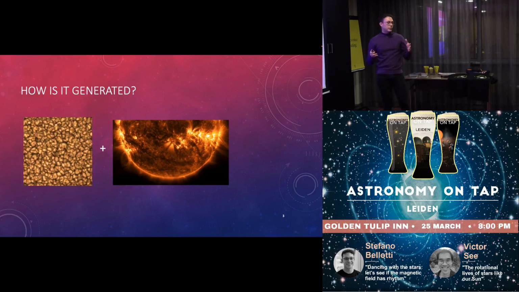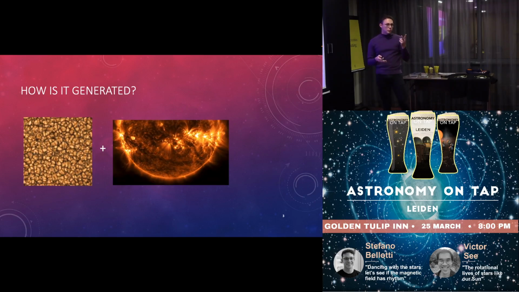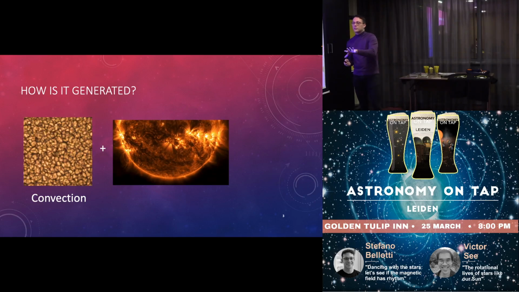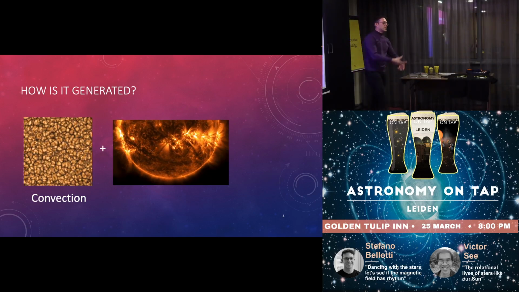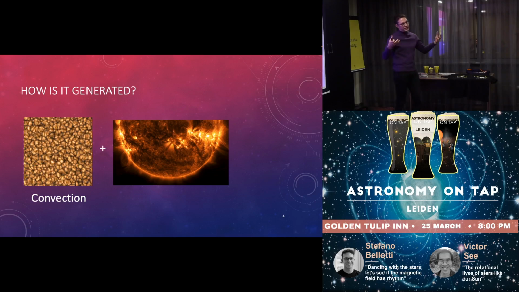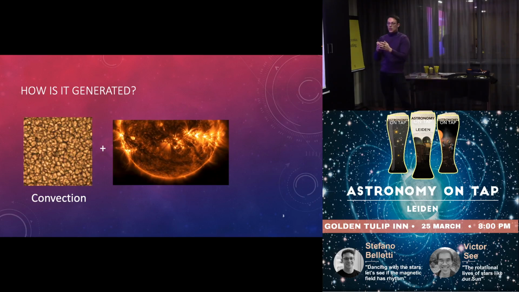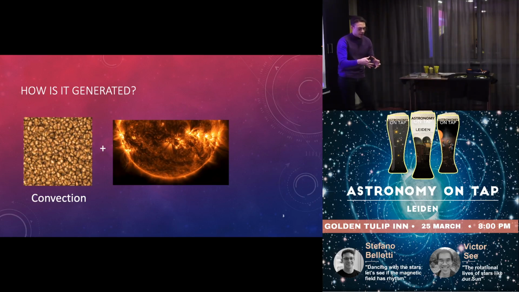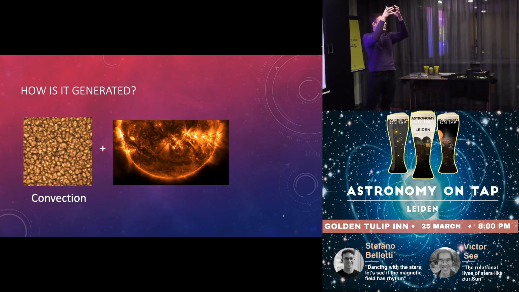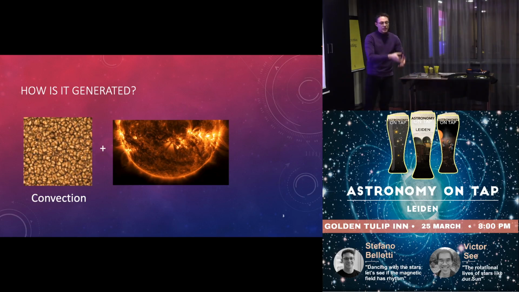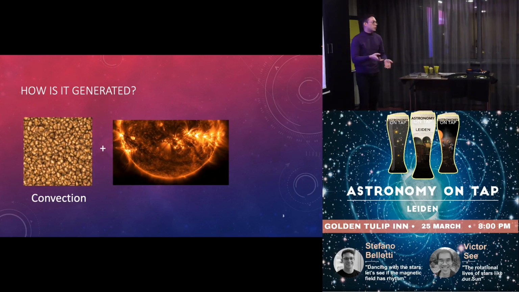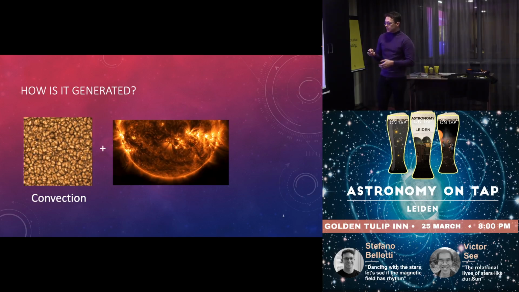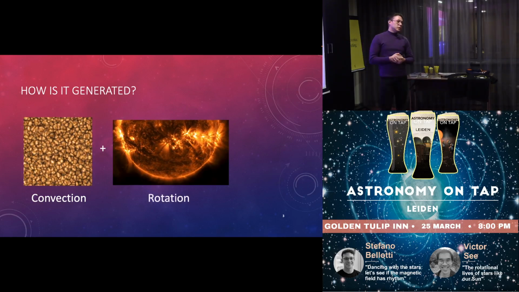In order to generate magnetic fields on stars, we need two main ingredients. We need convection, which is shown here on the left. It's basically bubbles of plasma that are seething on the surface. They start as literally hot bubbles in the interior of stars, and then they rise to the surface, they cool down, and then they go back inside in a cyclical fashion. It's pretty much what we do when we have to boil water for pasta, hopefully. And then we also need rotation.